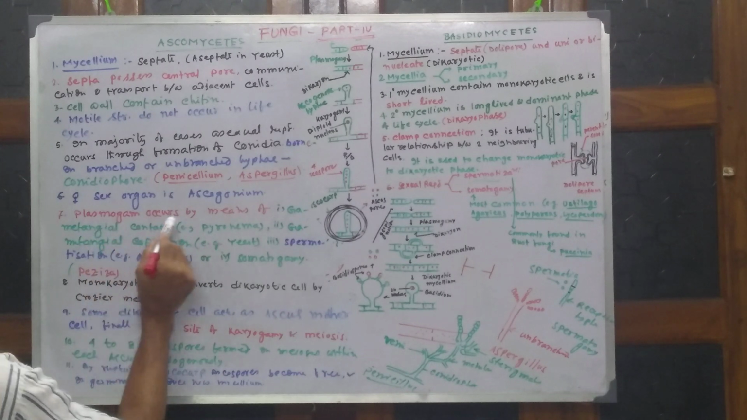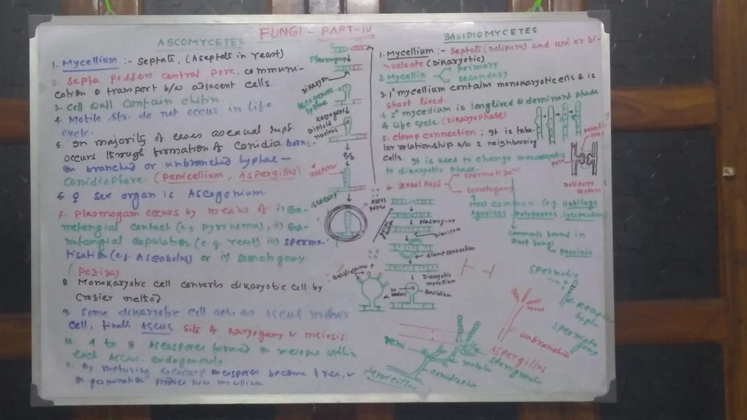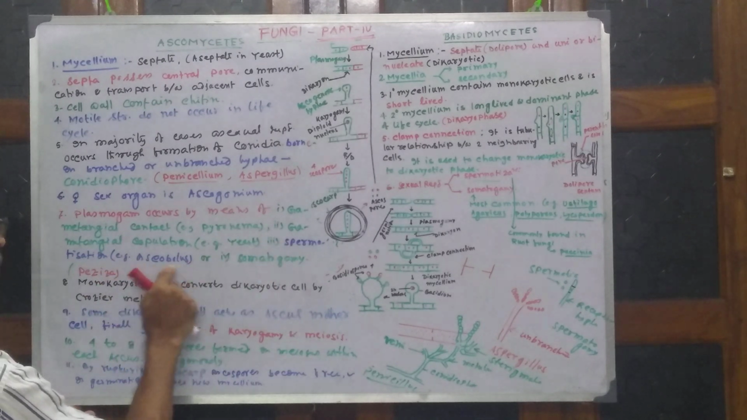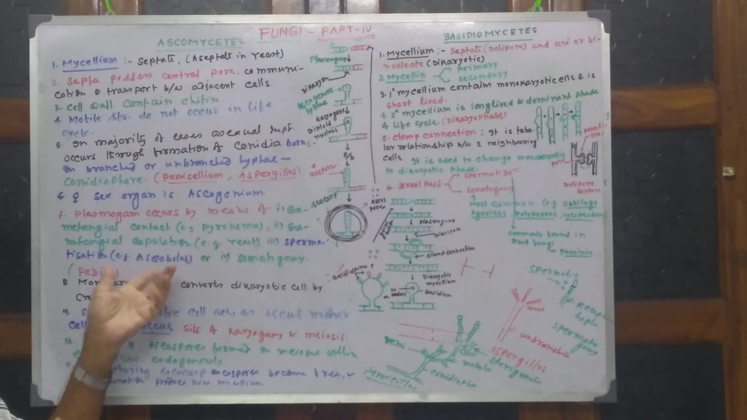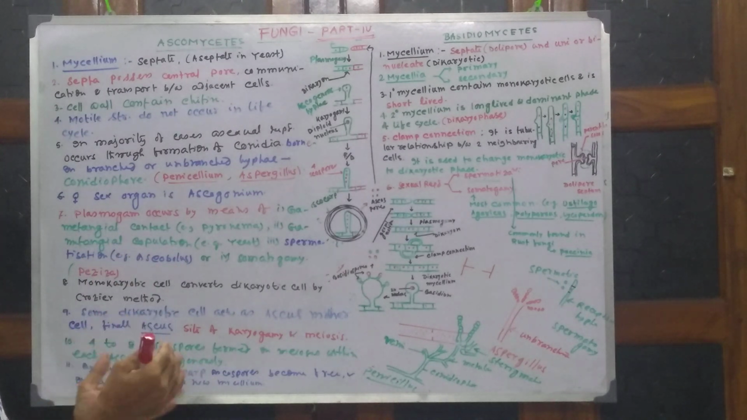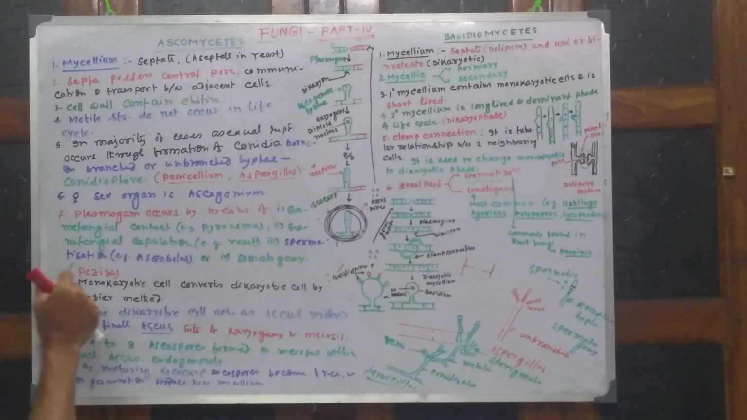Plasmogamy may occur by gametangial contact, already discussed in the previous lecture, for example Pyronema. Gametangial copulation, spermatization, for example Ascobolus. Ascobolus is a dung fungus, a coprophilous fungus. It develops on dung, horse dung, cow dung, etc. Or somatogamy, for example Peziza, which is called a cup fungus, with a cup-like structure.